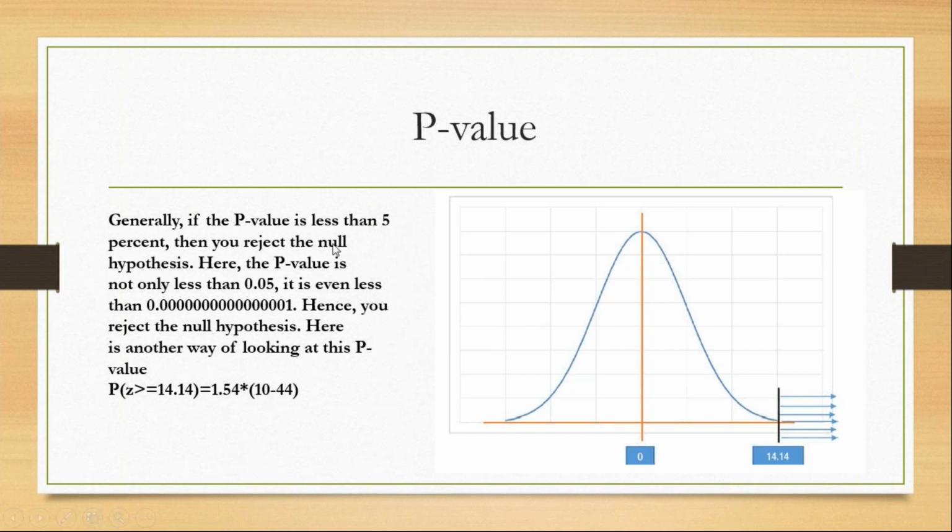Generally we accept a null hypothesis, or I would say we accept this assumption, if there is a significance level of 5%. If my p-value is very much less than that 5% significance level, then I will reject the hypothesis.